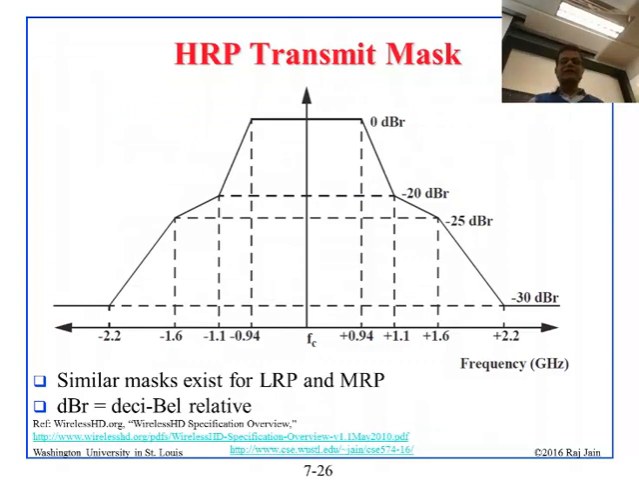The next thing they specify is the mask. So every standard has a frequency mask. And so what is a frequency mask? Basically, on the x-axis we have frequency. On the y-axis we have the power that you can transmit. So at the central frequency, you can transmit whatever maximum power is allowed, and that number is given by FCC. We call it 0 dBr. Here dBr, R simply means relative.